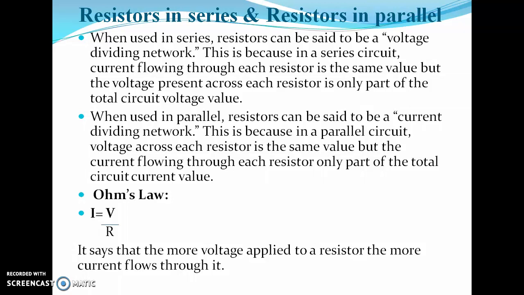And when the resistor is placed in parallel, then it is said to be current dividing, because in a parallel circuit the voltage across each resistor is the same value, but the current flowing through each resistor is only part of the total circuit current. So it gets divided, right?